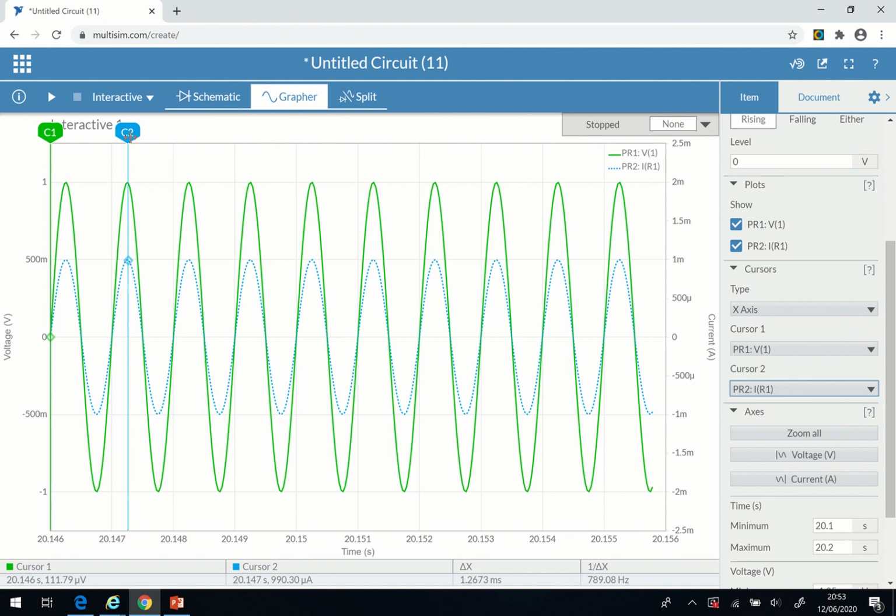Now let me take this one to 0 here, and take the current also to 0, and you will see the same. When the voltage is approximately 0, at about 111 picovolts, the time is 20.146, and for the current at approximately 0, the time is also 20.146. So they both achieve their maximum and minimum values at the same time, which means they are in phase. This is what a purely resistive AC circuit is.